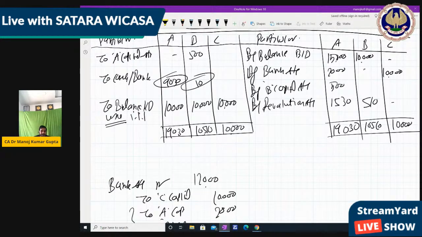All of you understood, friends? Because profit sharing ratio and capital both are the same, it's known as proportionate capital, that we had discussed yesterday also. And I'm again repeating, their capital and their PSR both are in the same ratio, that is called proportionate capital. Okay, so clear, friends? Any doubt, any question, please ask.